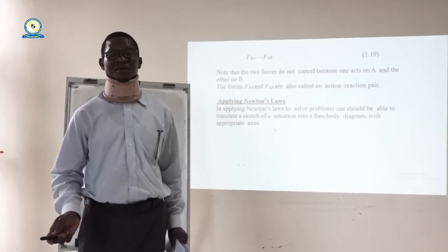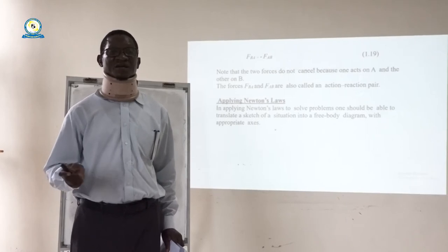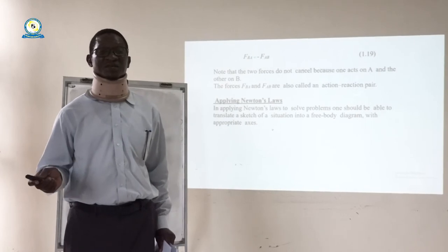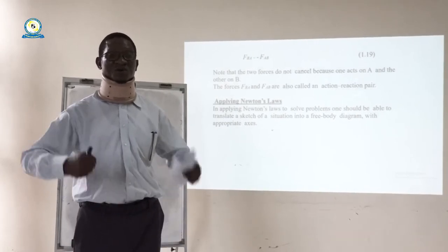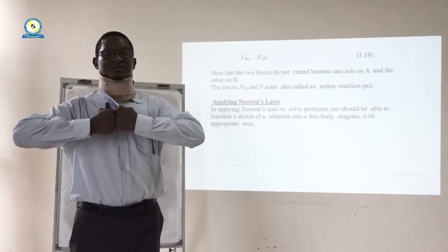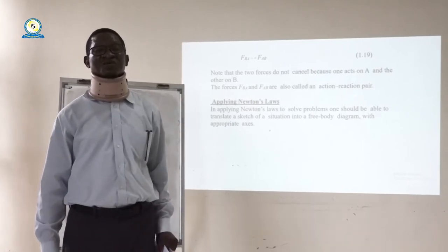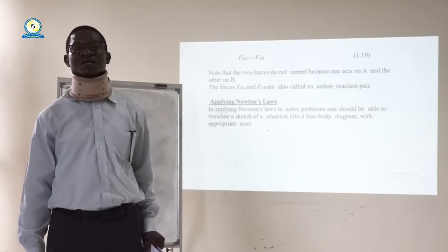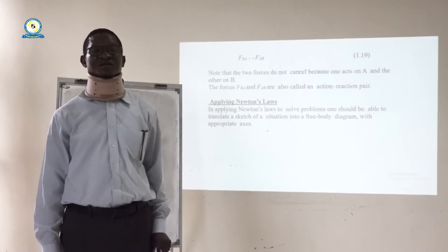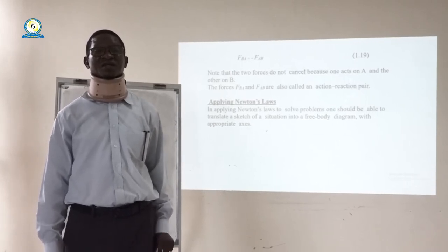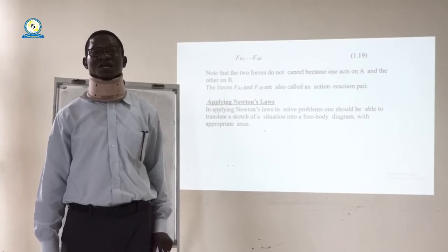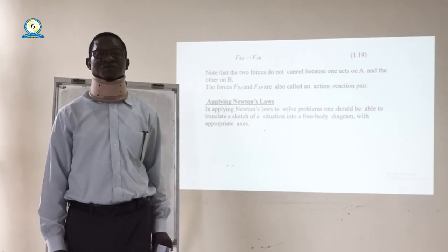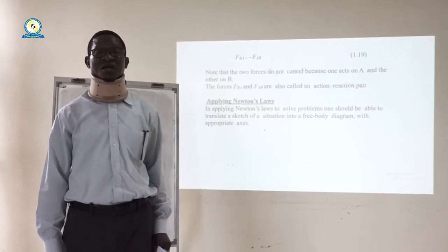FBA is the wall's force on you, and FAB is yours. So you equalize. Note that the two forces do not cancel because one acts on A and the other on B. The forces FBA and FAB are also called an action-reaction pair. The first one is action, the second one reaction.